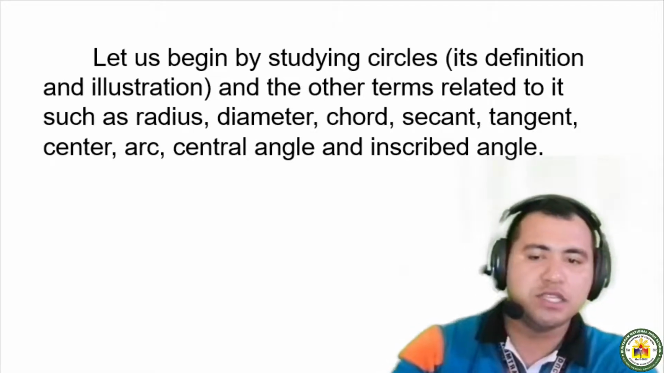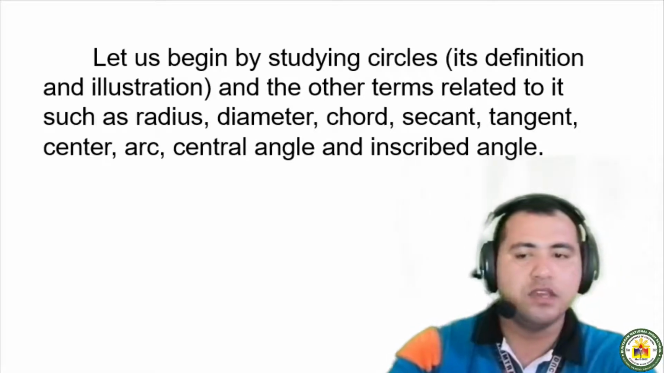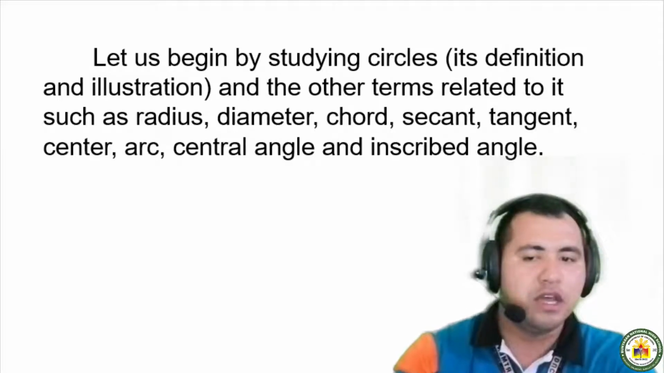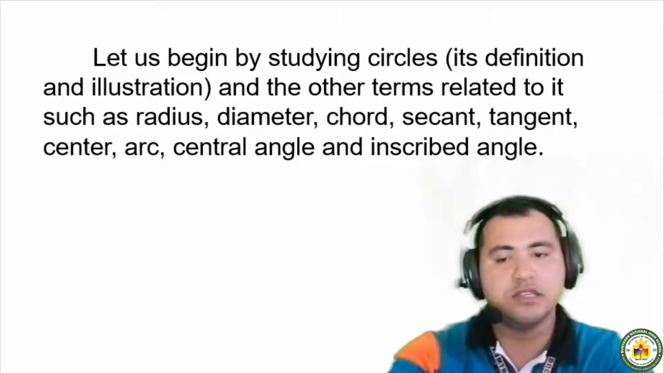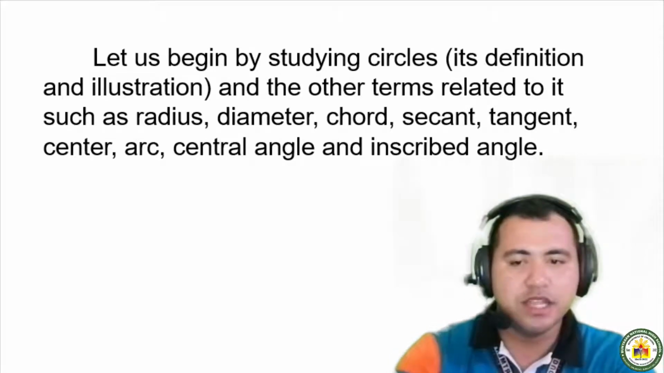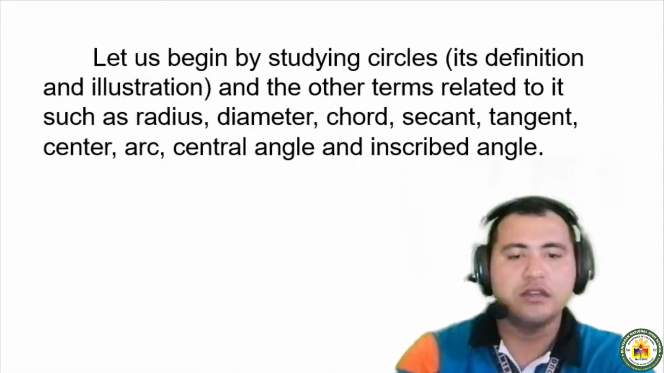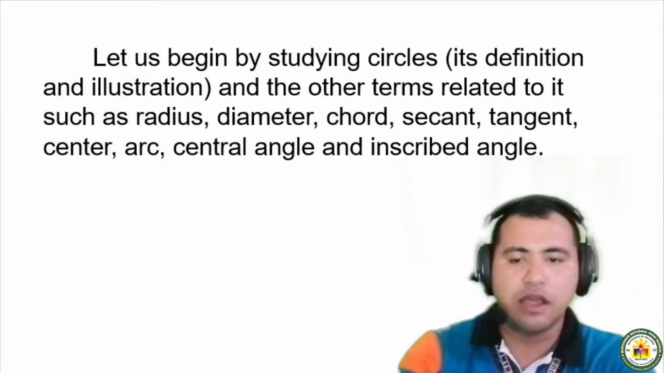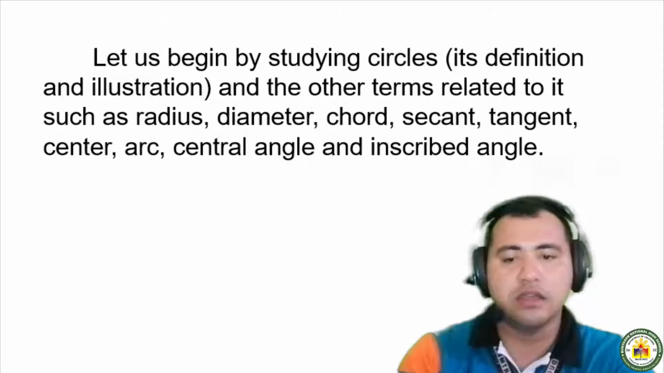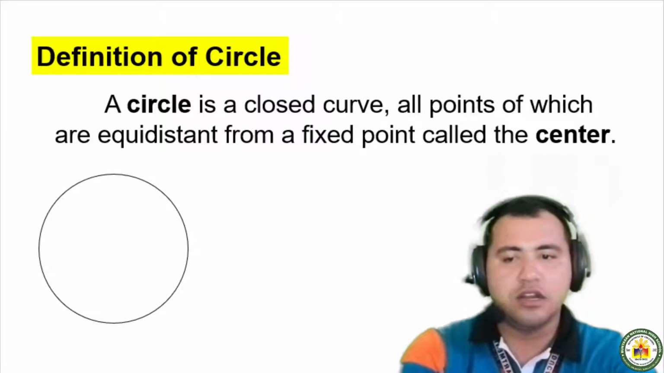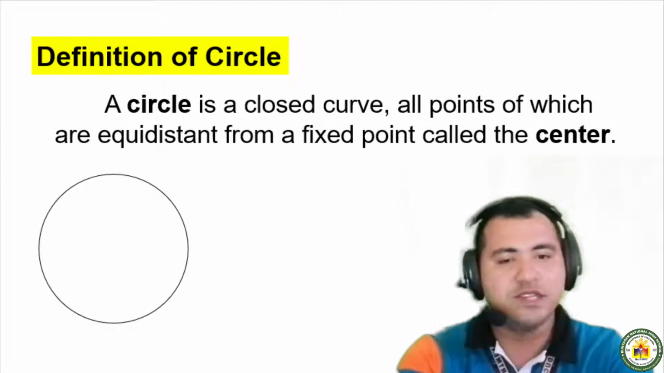So let us begin by studying the circle, its definition and illustration, and the other terms related to it such as radius, diameter, chord, secant, tangent, center. We have the arc, the central angle, and the inscribed angle. So let's start with the definition of circle.